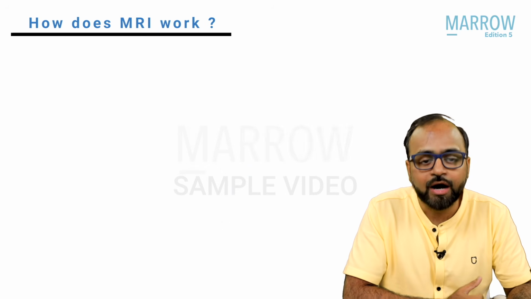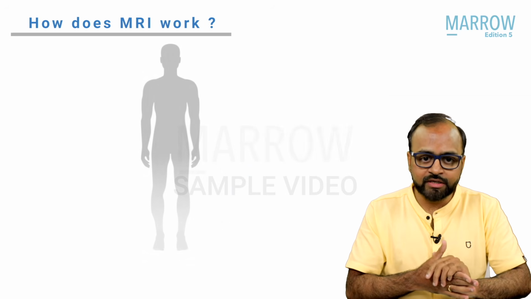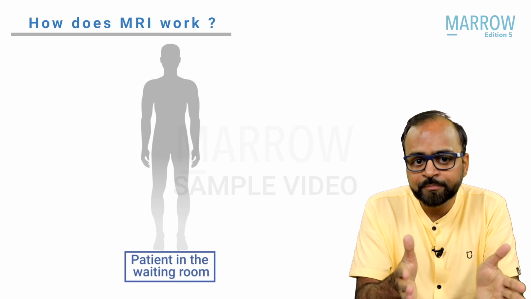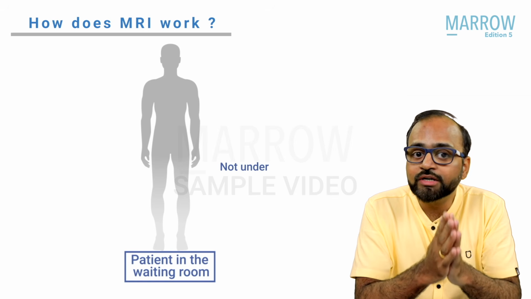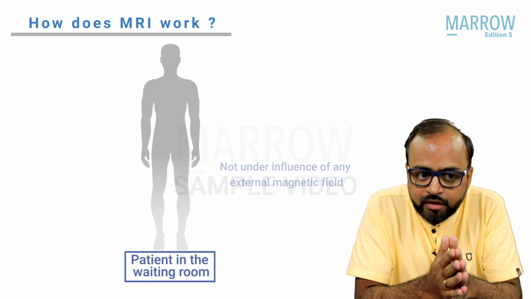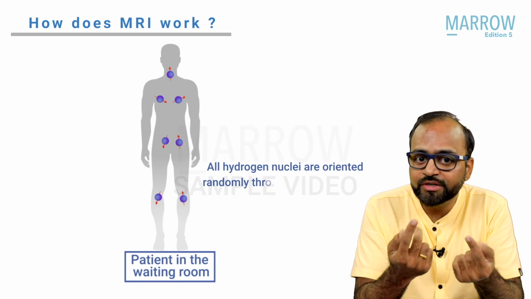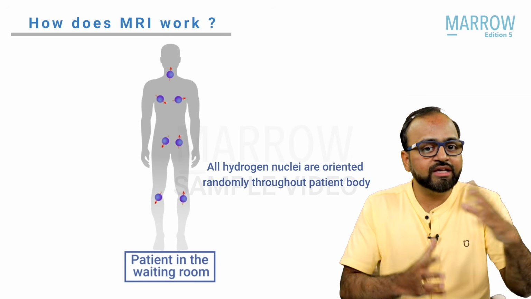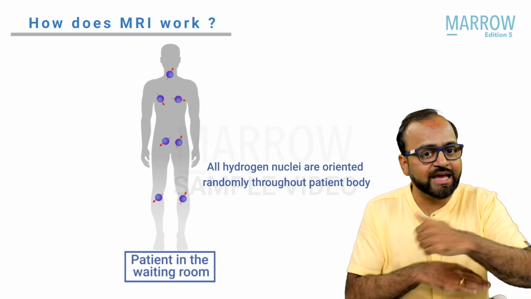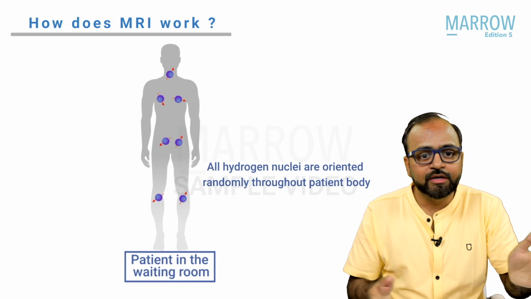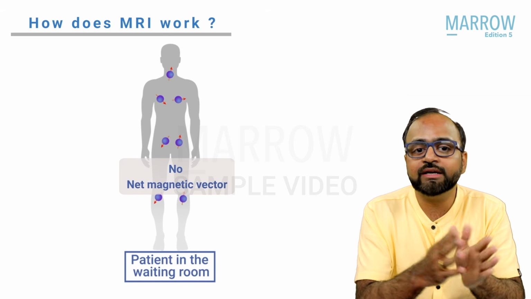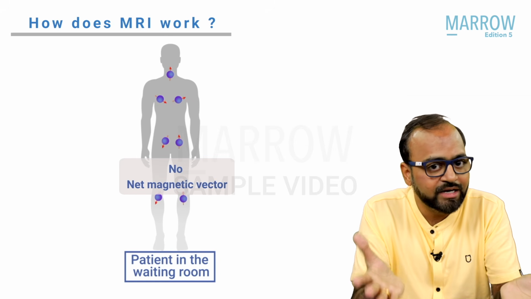Now let us see how an MRI actually works. See here, if this is a patient who is standing right now in the room that you are sitting in, this patient's body is not under the influence of any external magnetic field. So what will happen? All the magnets, remember I told you every nucleus in the body is a magnet. All the nuclei in the body, all the potential magnets, are distributed randomly in space. So they will cancel out each other because they are located in random opposite directions. This patient's body will not have any net magnetic vector because all magnets are randomly oriented.